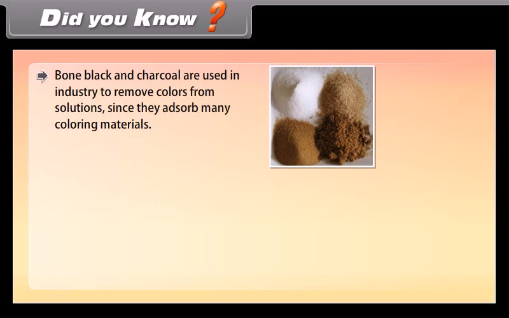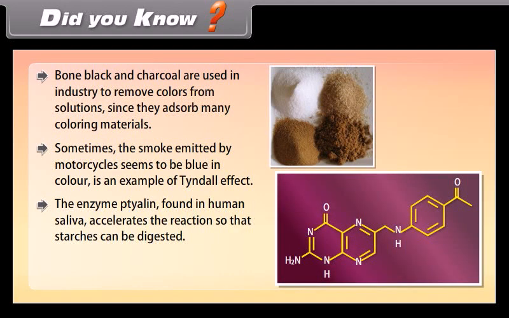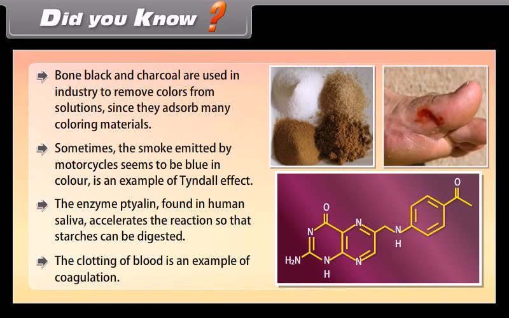Did you know? Bone black and charcoal are used in industry to remove colors from solutions since they absorb many coloring materials. Sometimes, the smoke emitted by motorcycles seems to be blue in color, is an example of Tyndall effect. The enzyme tyndall, found in human saliva, accelerates the reaction so that starches can be digested. The clotting of blood is an example of coagulation.